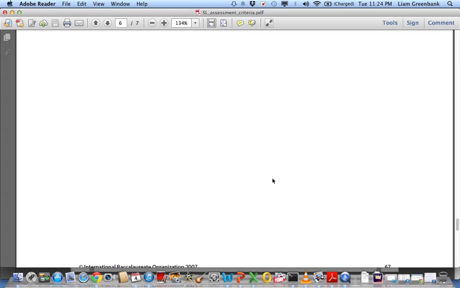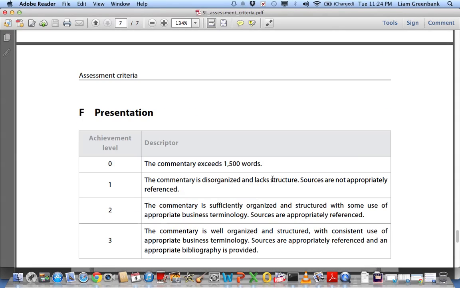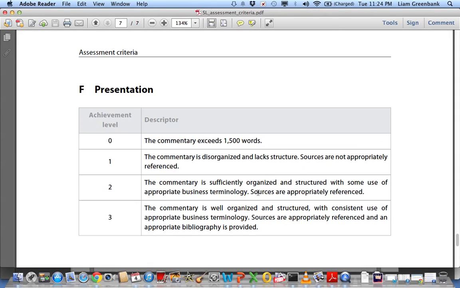What else do we have? The final criterion. Presentation. So the commentary is well organized and structured with consistent use of appropriate business terminology, as we just talked about earlier on in the video. Sources are appropriately referenced and an appropriate bibliography is provided. So you want to be footnoting your references to the sources in the appendix, the 5 sources that you used, all the way through, or if you use theory, make sure you footnote reference to the textbook or wherever you got the idea of the theory from.